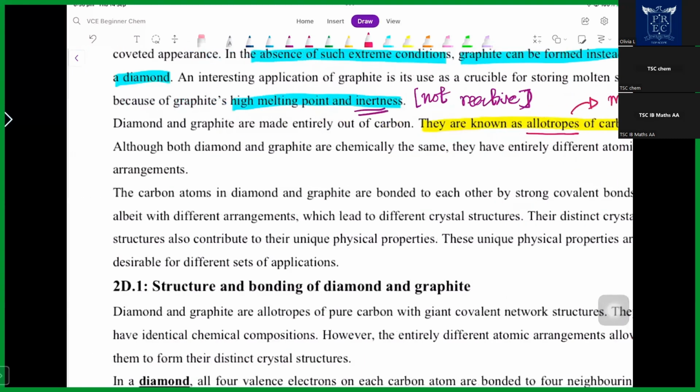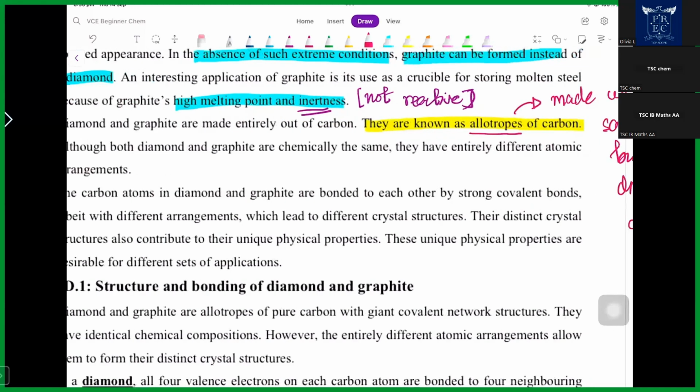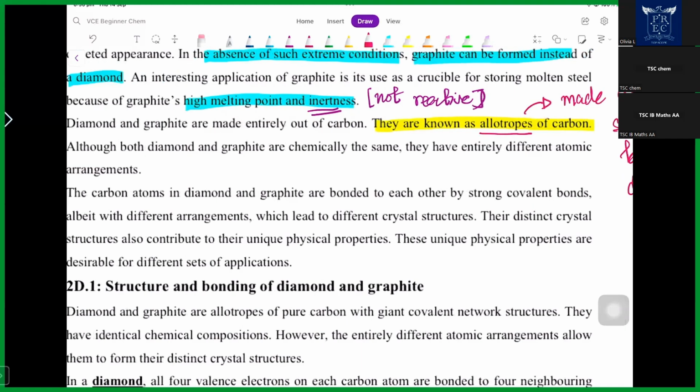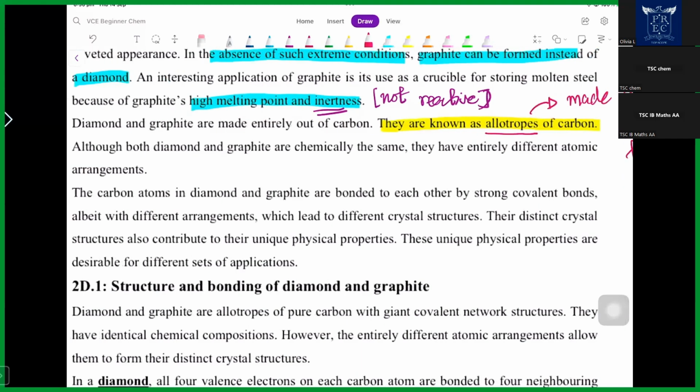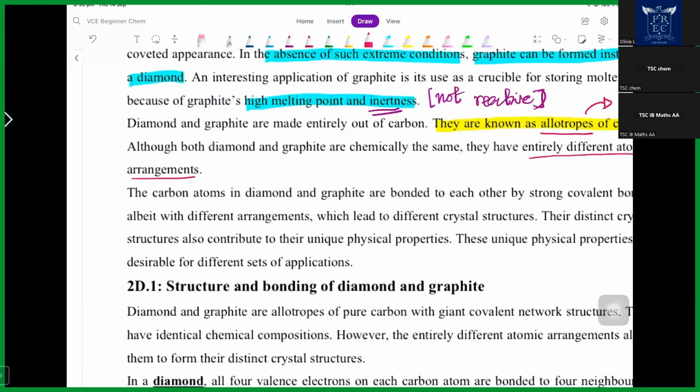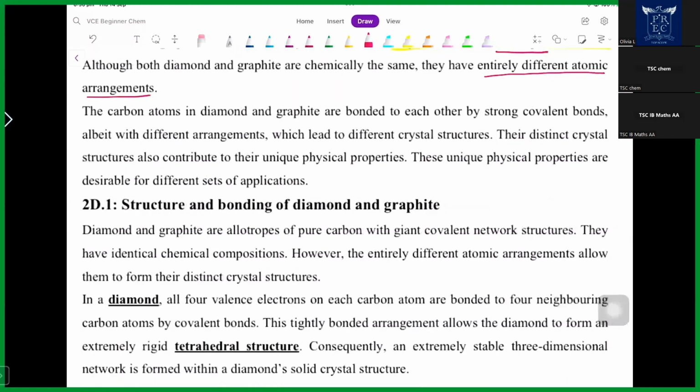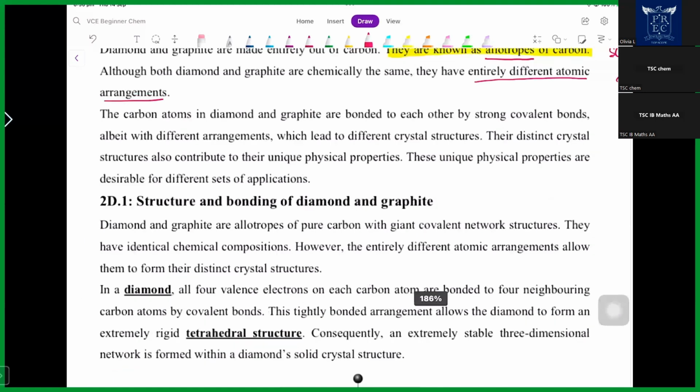So although both diamond and graphite are chemically the same, they have entirely different atomic arrangements. We'll talk about these atomic arrangements later. Carbon atoms are bonded to each other by strong covalent bonds, but with different arrangements. They have a different crystal structure.